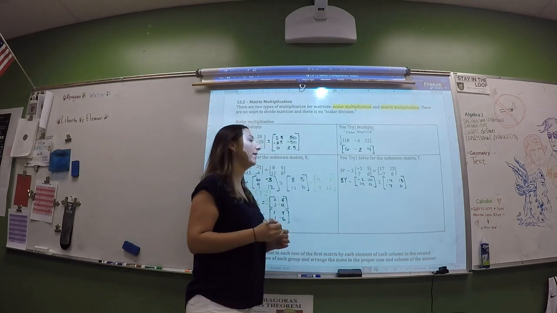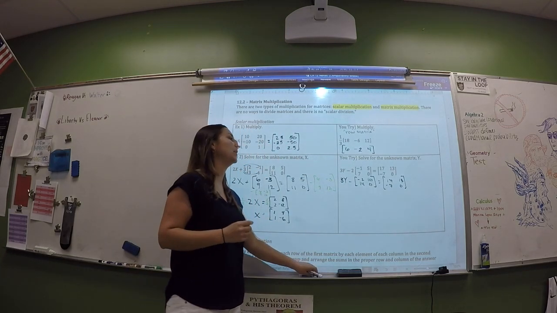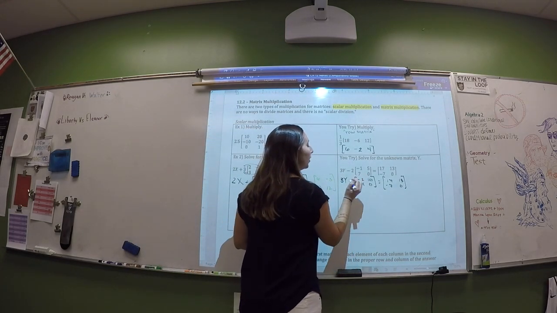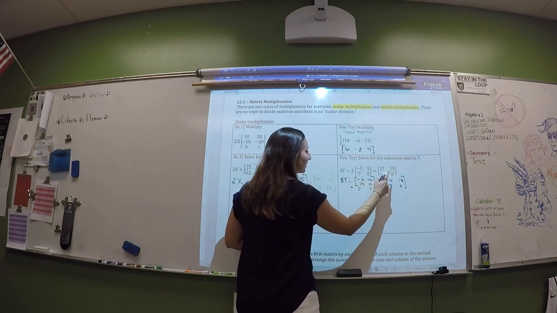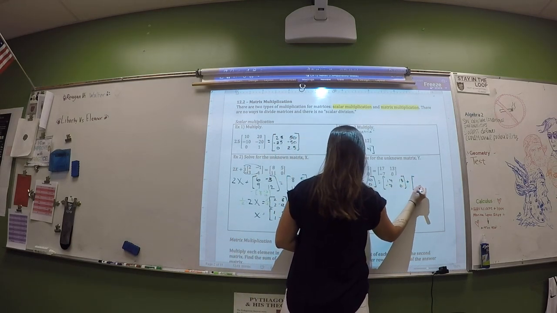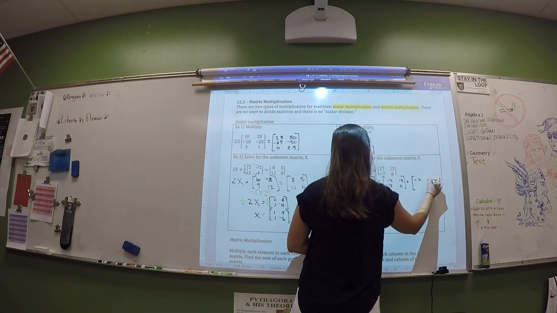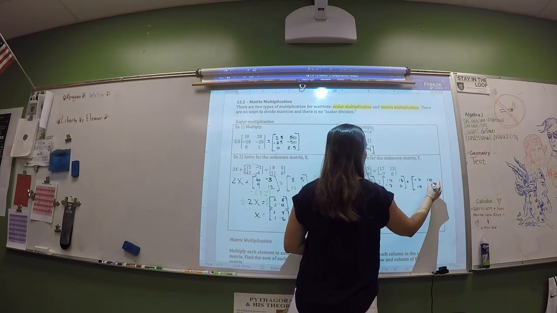Okay, and then for this one, since it's being subtracted from 3y, we're going to add this matrix to the other side. So we're adding negative 2, 10, 14, and 0.